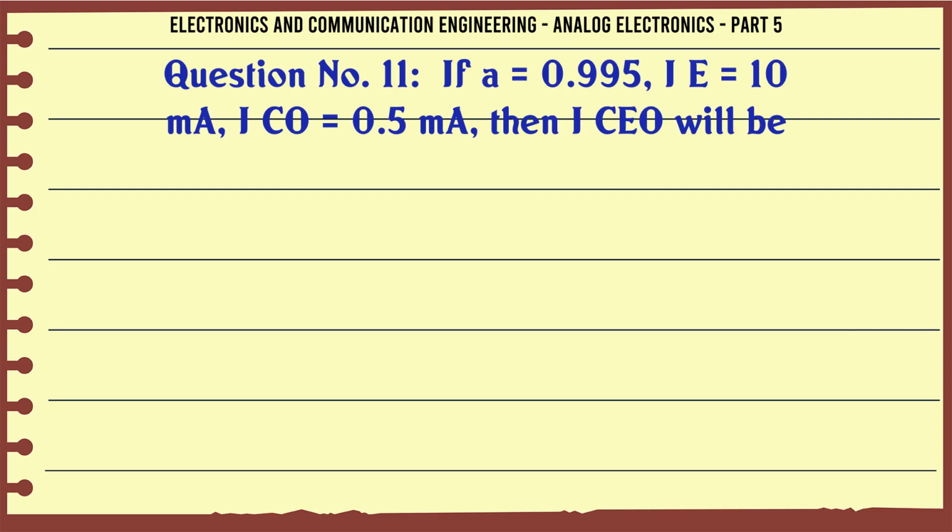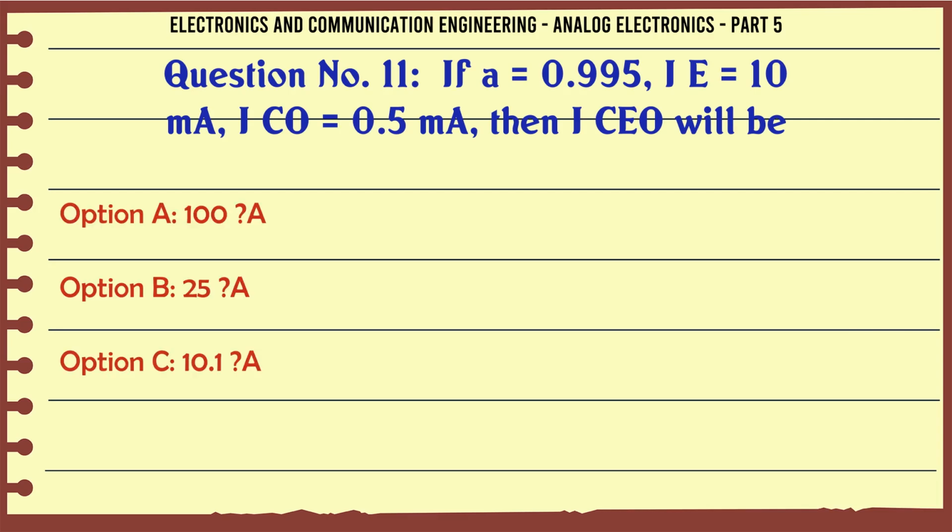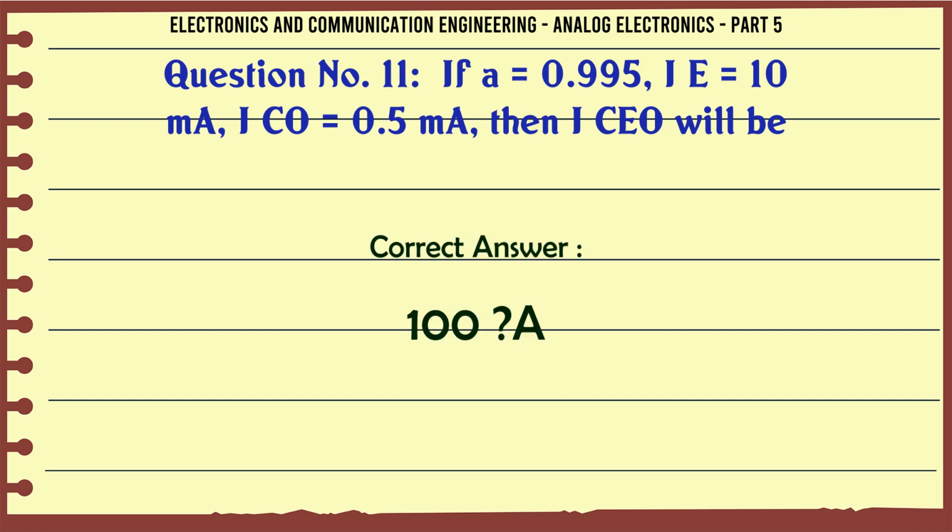If α = 0.995, IE = 10 mA, ICBO = 0.5 µA, then ICEO will be A) 100 µA, B) 25 µA, C) 10.1 µA, D) 10.5 µA. The correct answer is 100 µA.